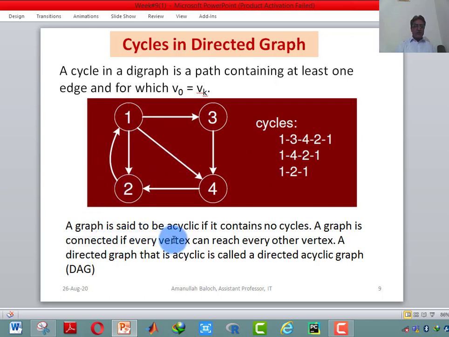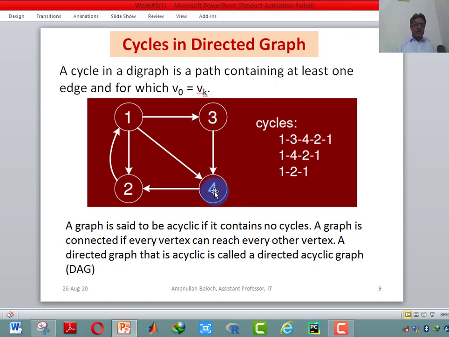A graph is said to be acyclic if it contains no cycles. If there is no cycle in a graph, then such a graph is called an acyclic graph. A graph is connected if every vertex can reach every other vertex. This is a connected graph because we can reach from one vertex to another vertex using a path.